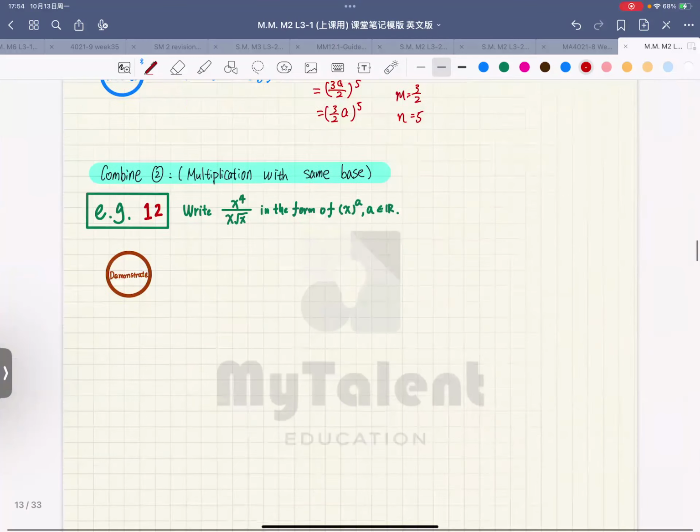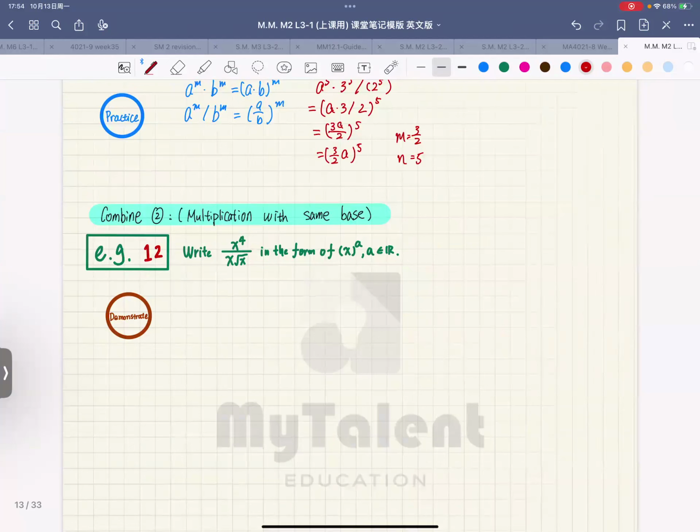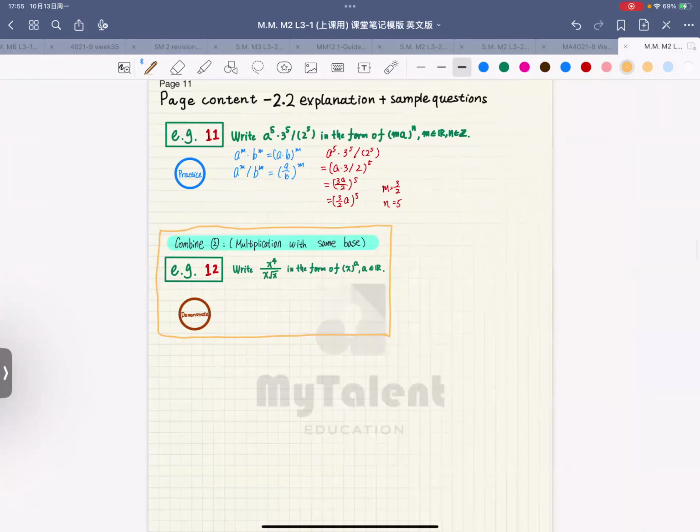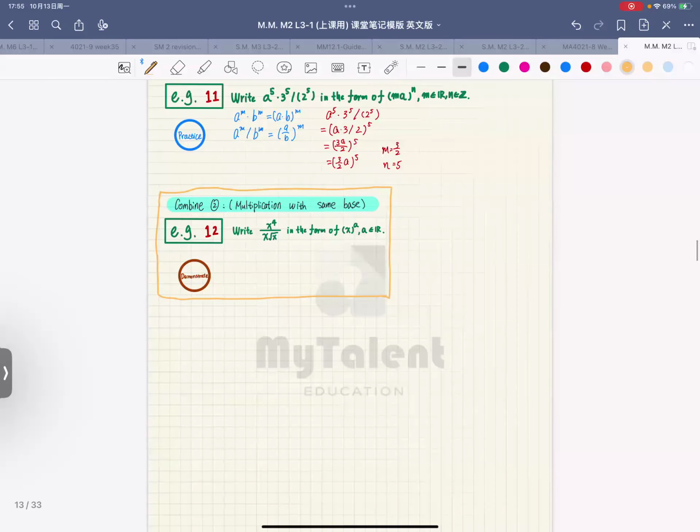For example 12, I'll leave this as homework. You will get this file after this class finishes, and I'll circle it. Go home and try to do it by yourself. That's example 12.